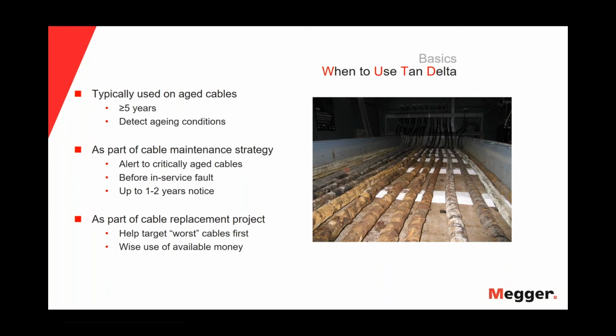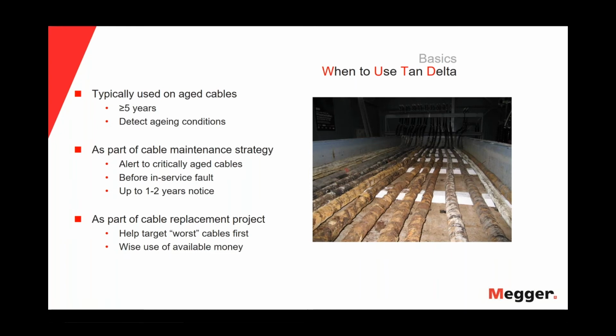And the idea is that if we have, for instance, a big population of old cables and we want to start to replace them, but we have no idea where to start, then the tan delta test will be a very good tool to help us target the worst cables first. In this way, we will use the money we have wisely.